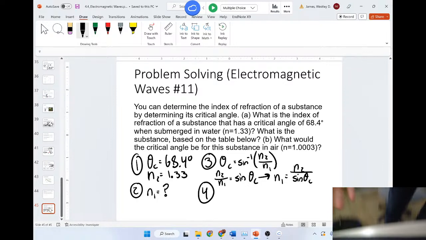Step 4, N1 equals 1.33 divided by sine of 68.4. So this problem is just using the equation and a little bit of algebra to rearrange it. So nothing too crazy, but do make certain that you can go back and know how to do this algebra. That's the only challenge here, along with labeling things appropriately.